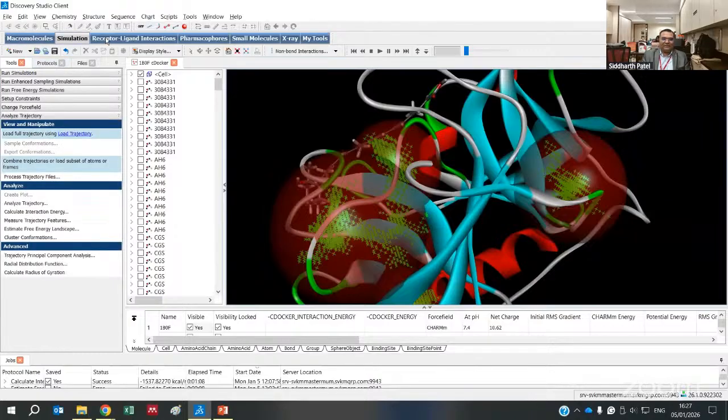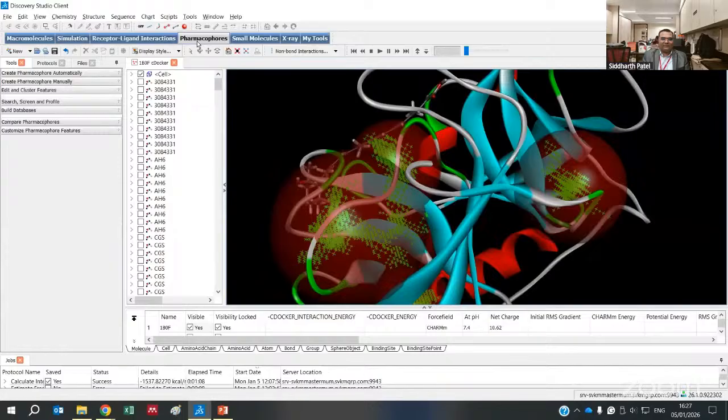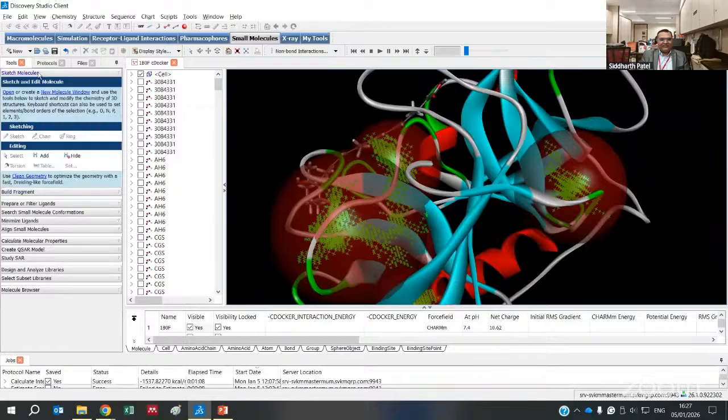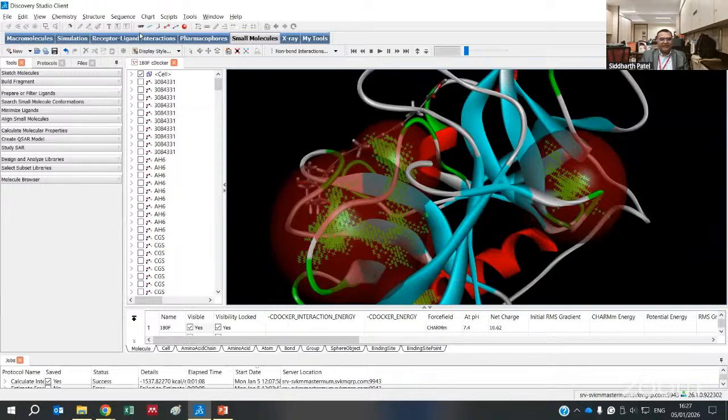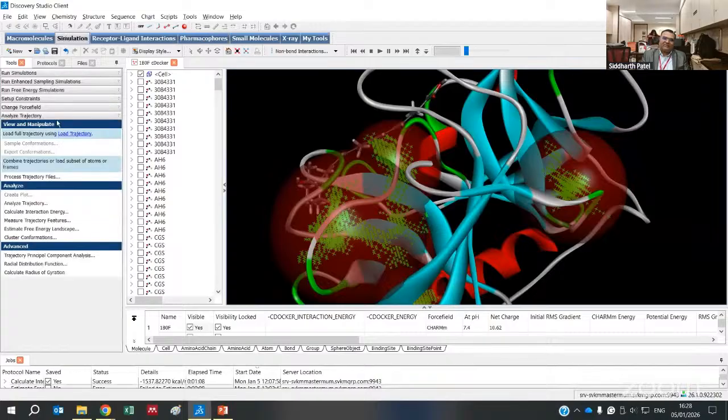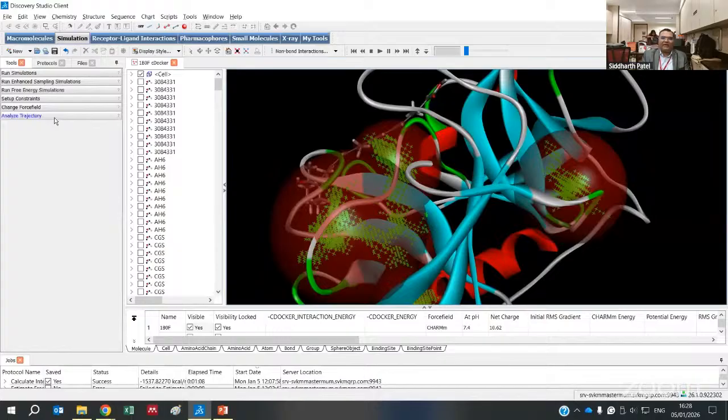In simulation, receptor-ligand interaction, pharmacophores, small molecules, all these options: if you go and study, let's say, sketching molecules, if anyone wants to make a new molecule or study receptor-ligand interactions, you have to go through each of the options multiple times for multiple proteins so that you understand how they work and what the impact of the study is, how exactly you have to compare or analyze. The data can give you interpretation only when you are doing it again and again, multiple times.